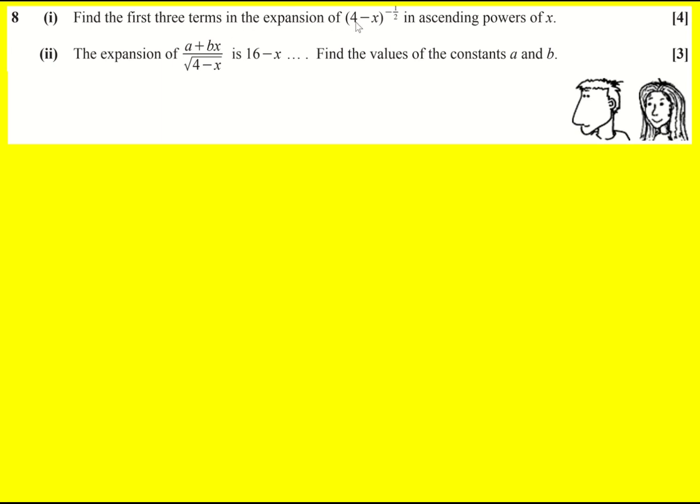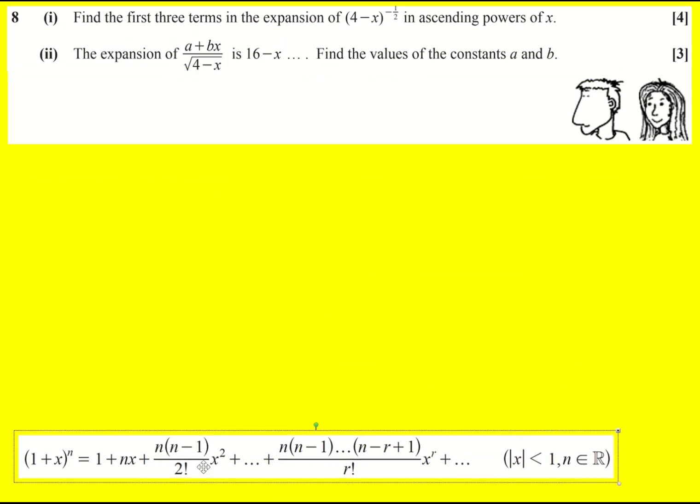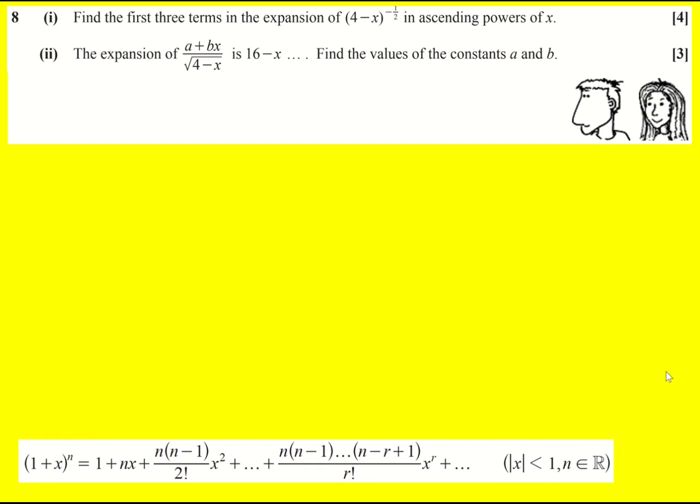For us to find the first three terms in this expansion, this is a second year binomial expansion because of the minus a half. Given this formula, I'm just going to use it. I'm not going to talk about where it comes from or anything. It's like an extension of the first year binomial expansion. Note, we have to get it in the form 1 plus x to the n.